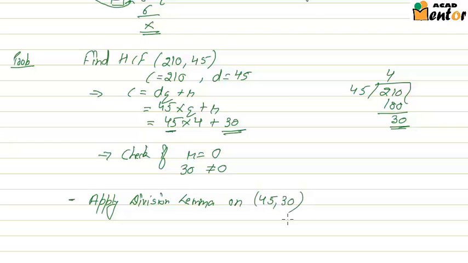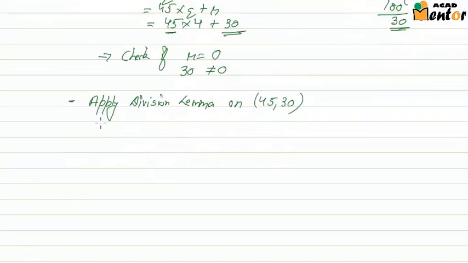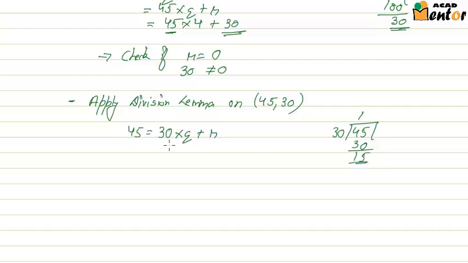So 45 is greater than 30, so we'll express 45 in terms of 30. So 45 would be written as 30 multiplied by some number Q plus a remainder R. Again, in order to find these values, we'll divide 45 by 30. So 15 is the remainder now. So 45 would be written as 30 multiplied by 1 plus 15. Again, the remainder is not equal to 0.